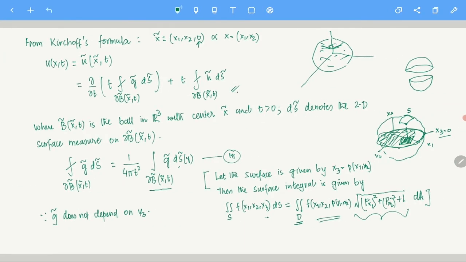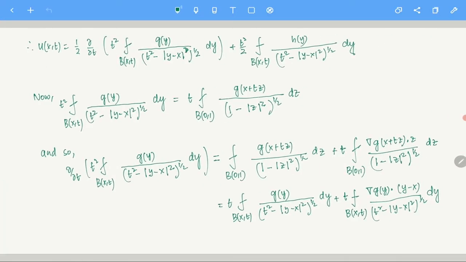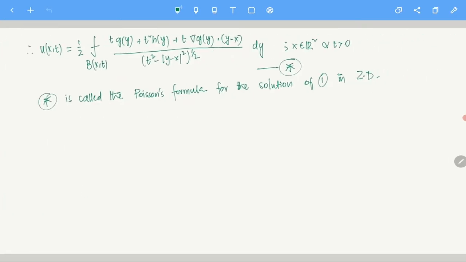Once you know this, you just calculate what t times the average of g tilde ds is. For that you need some surface integral. Use the surface integral to write down the average of g tilde, and once you do that, you have u of x,t which will look like this if you put it in that formula. Now you just have to calculate del t of t square times the average. Once we calculate this and put everything together, you have u of x,t. It is not very difficult, it's just a tedious calculation.